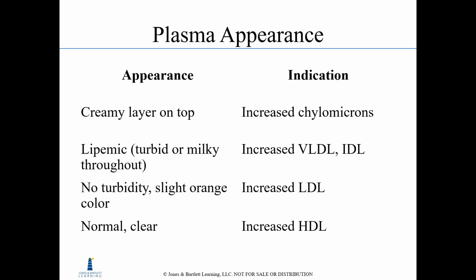We can look at a blood sample, and just by looking at it, we can determine some indications. So if there's a creamy layer on top, that's typically due to increased chylomicrons. If it's lipemic, so the serum or the plasma looks turbid or milky, we have an increased VLDL or IDL. If there's no turbidity but it's slightly orange in color, we have an increased LDL. If it's normal and clear, we have increased HDL.